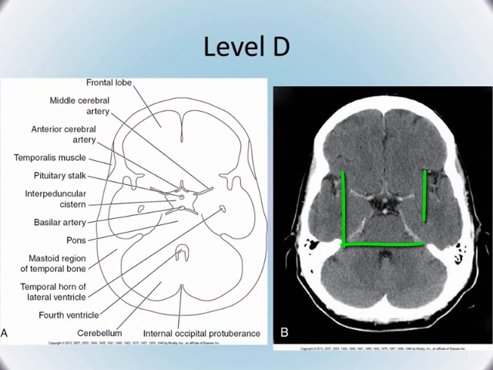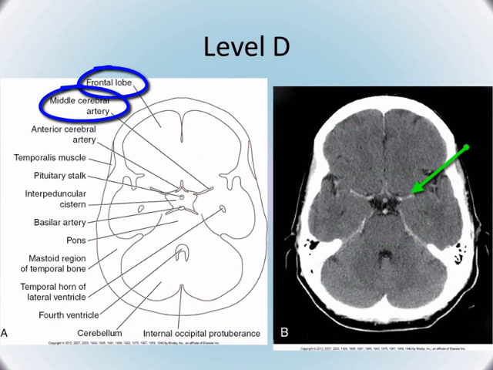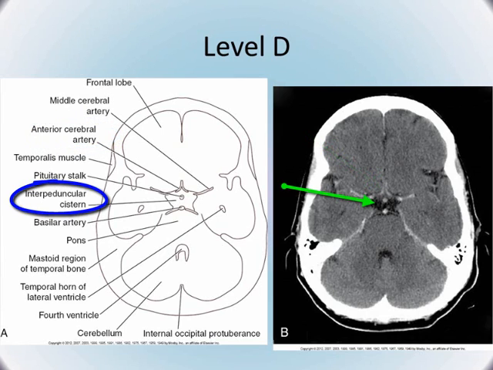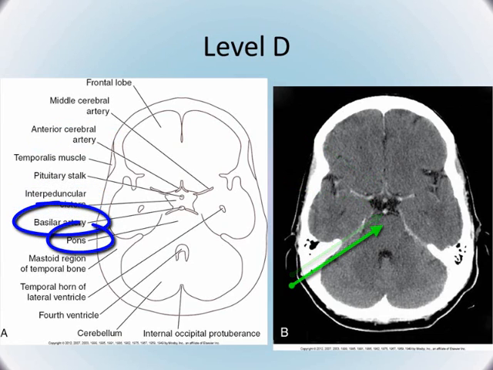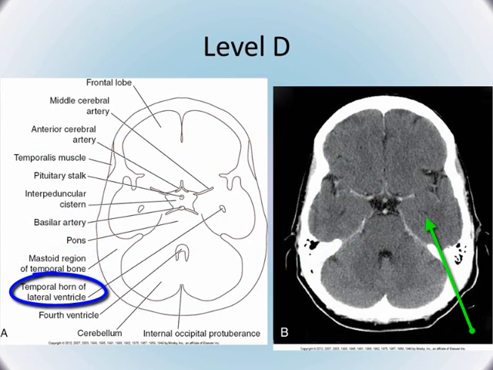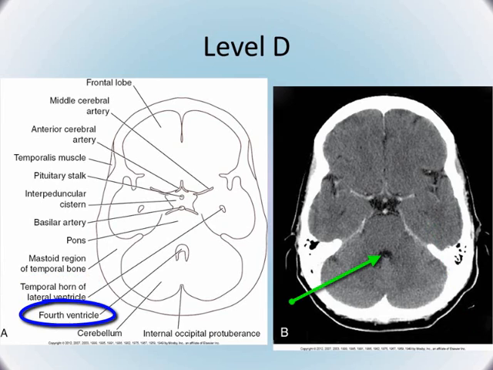Level D kind of reminds me of a starfish, but starting off with the frontal lobe, the middle cerebral artery, the anterior cerebral artery, interpeduncular cistern, the basilar artery, the pons, mastoid region of the temporal bone, the temporal horn of the lateral ventricle, the fourth ventricle, and the cerebellum.